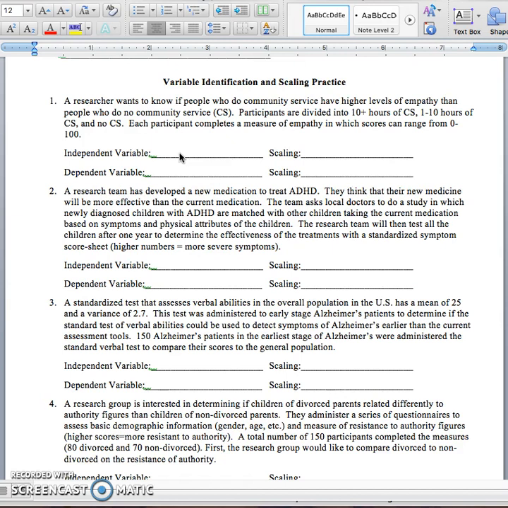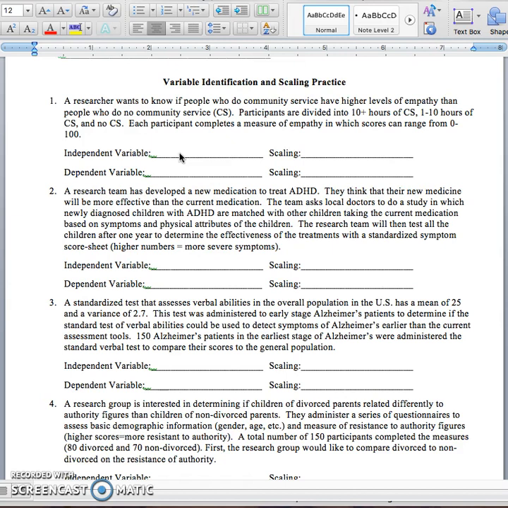Okay. So let's do another one. This one is a little bit trickier, a little bit more like your homework, I think, and what you encounter. A research team has developed a new medication to treat ADHD. They think that their new medicine will be more effective than the current medication. The team asked local doctors to do a study in which newly diagnosed children with ADHD are matched with other children taking the current medication based on symptoms and physical attributes of the children. The research team will then test all the children after 1 year to determine the effectiveness of the new medication on a standardized measure. What are we manipulating here?